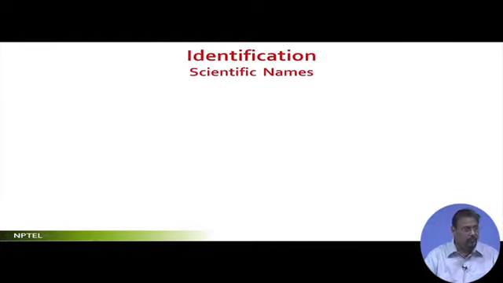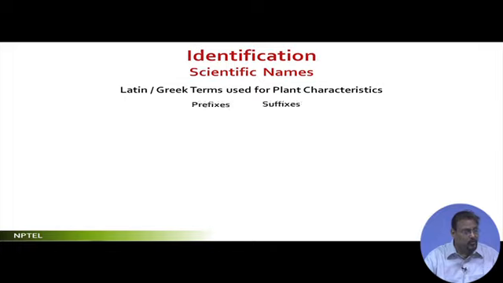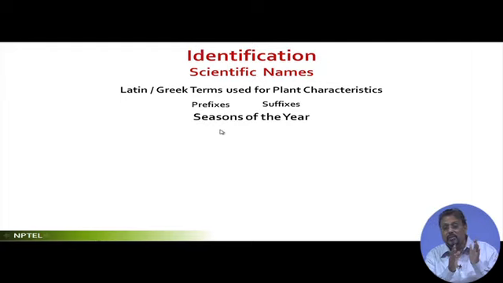Here is this list. In terms of scientific names, it is Latin or Greek terms used for plant characteristics. It may be used as a prefix or as a suffix. It may be represented in terms of seasons of the year. So when I am talking about this, basically I am referring to the second part of the name. The second part of the name may be representing something about the seasons of the year, but there cannot be two names for the same plant, mind it. There has to be a unique name.